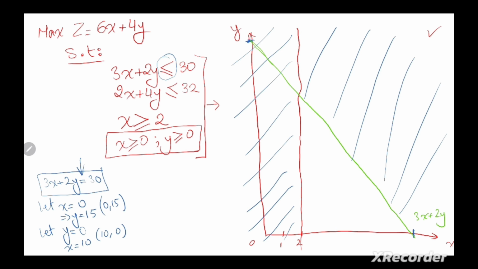So now my feasible region is narrowing down. Next up, we have 2x plus 4y less than or equal to 32. So 2x plus 4y equals 32, because this is the boundary line. Let x equals 0, so 4y equals 32. So it is (0, 8). 32 over 4 is 8.